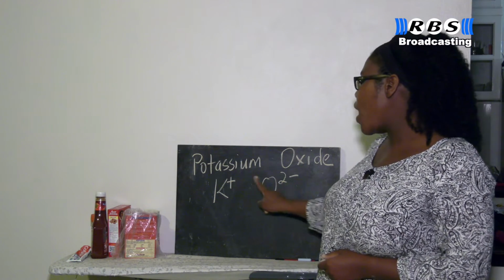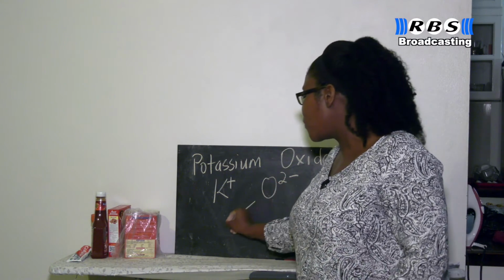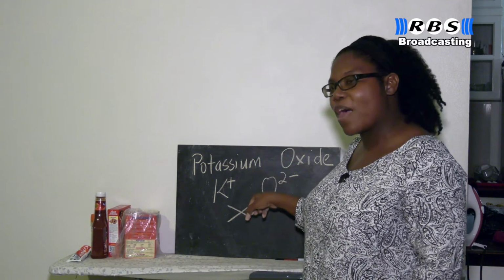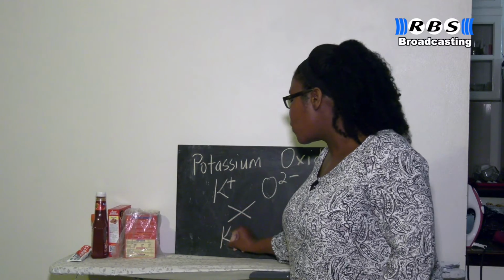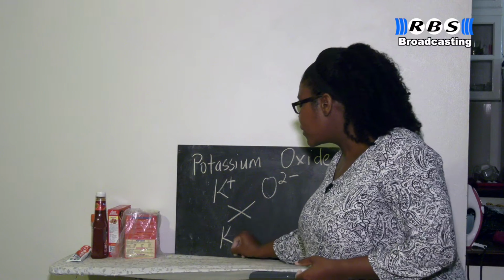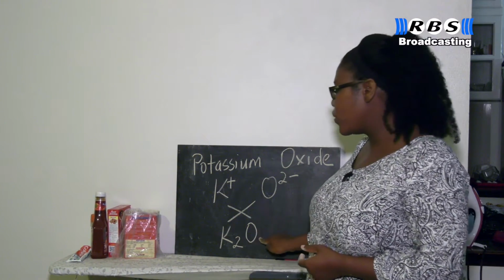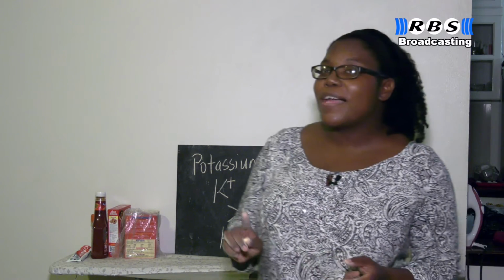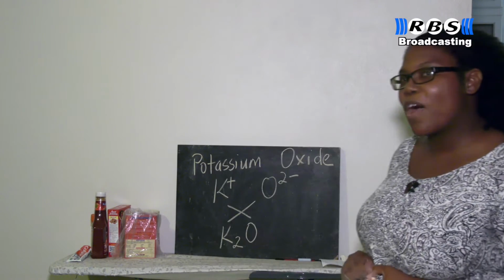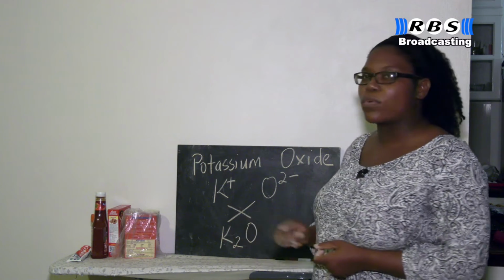We are going to swap the numbers and then drop them into place. Swap and drop. The only thing we swap is the number. So the 2 goes to the potassium and the 1 goes to the oxide. But we don't write 1 because 1 is understood. So the formula of potassium oxide is K2O.